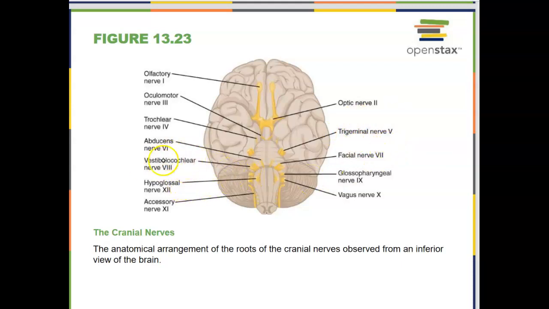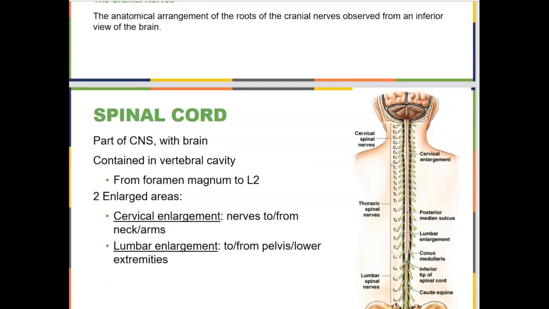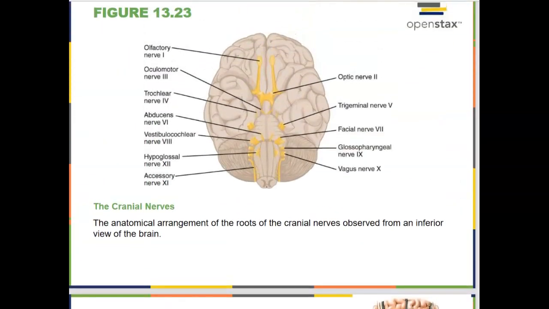Sorry, did I say abducens? The abducens is here. Then vestibulocochlear, that's balance and hearing. Then we have the hypoglossal, the glossopharyngeal, the vagus nerve, which I hate messing up because that one gets me every time. Accessory nerve is the 11th nerve. Okay, so what do you want to know about each one of these? Well, you have an assignment identifying what information each nerve processes.